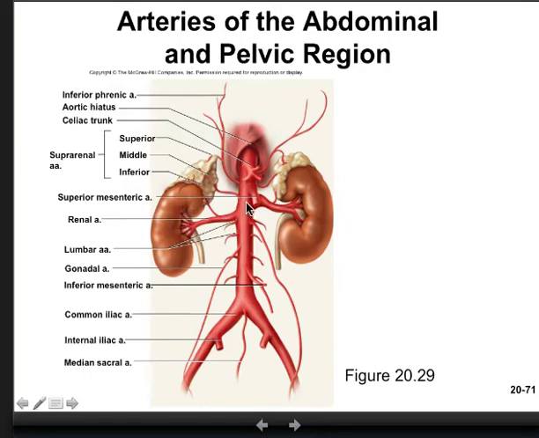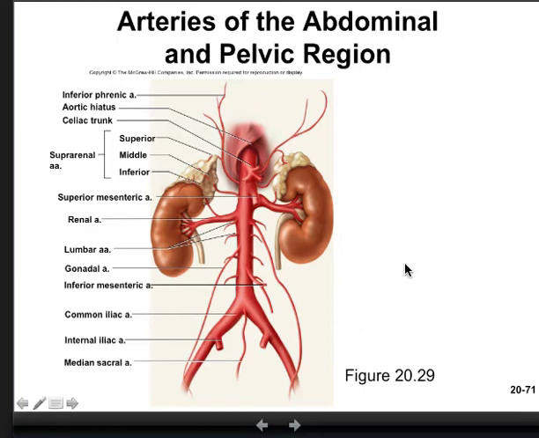The superior mesenteric artery branches just superior to either of the renal arteries and supplies the mesentery that holds the alimentary tract in place in the abdominal pelvic cavity. The lumbar arteries shown here, the gonadal arteries, which in the male go to the testes and in the female go to the ovaries. The inferior mesenteric artery, which supplies the mesentery that holds the lower GI in place.